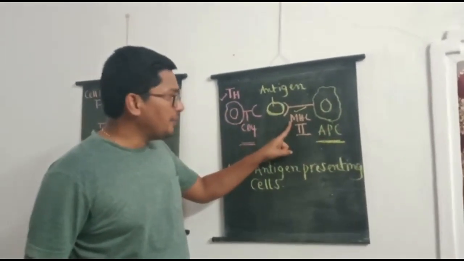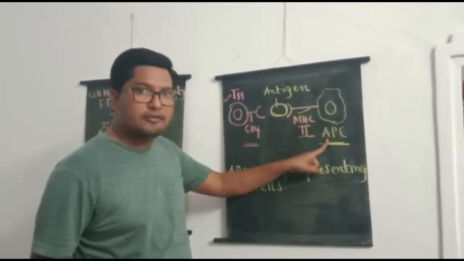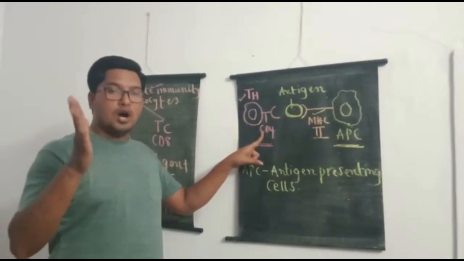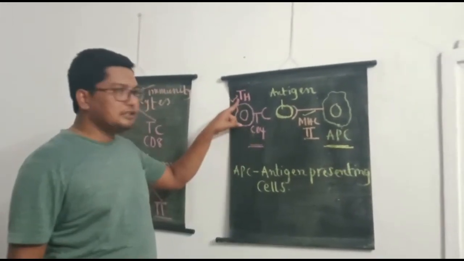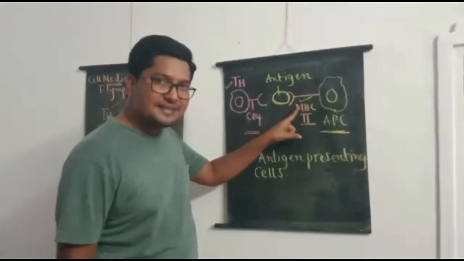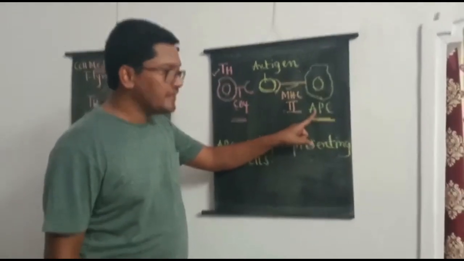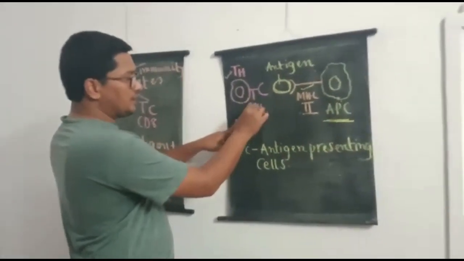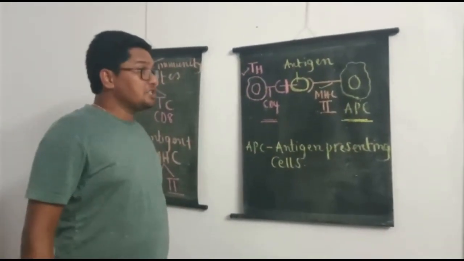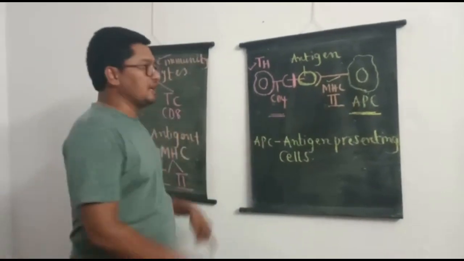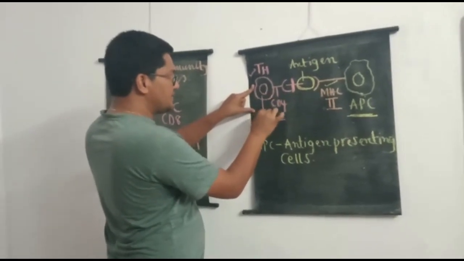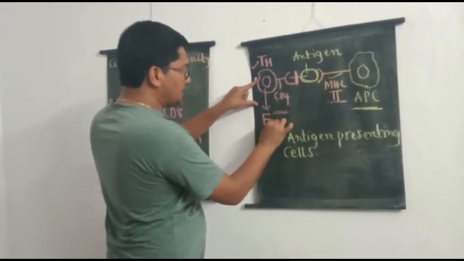It is attached to what? MHC class 2 present on the surface of what now? APC. So if you ask me, CD4 markers can recognize what? CD4 markers present on the T helper cell always recognize antigen plus MHC class 2 present on the surface of APC. When the CD4 marker recognizes, CD4 marker binds with the antigen present on the surface of APC. Once the CD4 marker binds to the antigen, the T helper cell differentiates into an effector cell population.